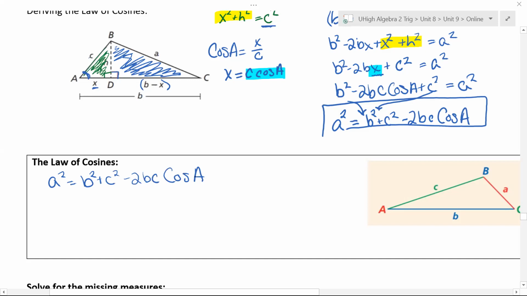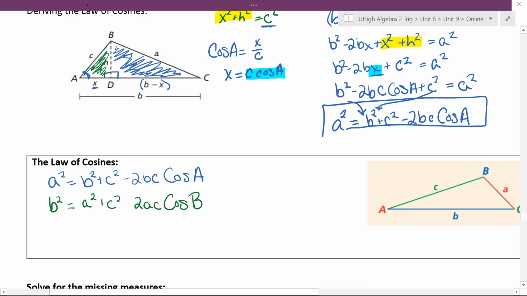Well, the nice thing about this is that it actually works for all three of my different side lengths. So if I wanted to get b squared, I would just switch my b's and my a's. So I would have a squared plus c squared minus 2ac cosine of b.